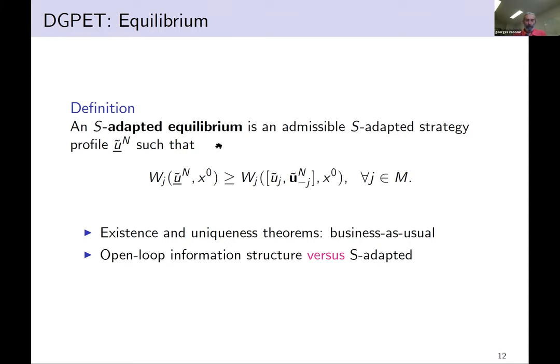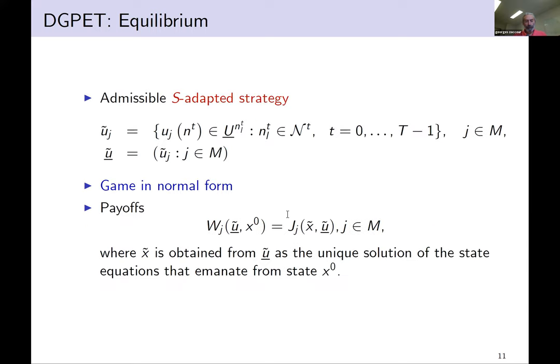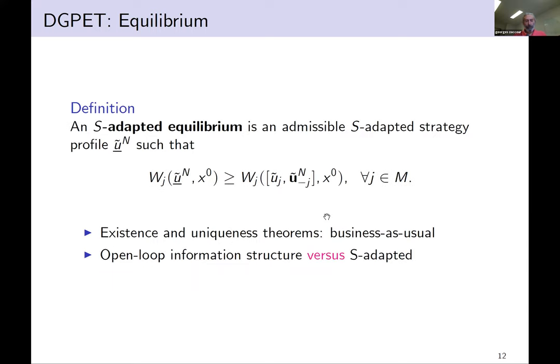An S-adapted equilibrium is an admissible S-adapted strategy defined here, such that the following condition is satisfied. So what this condition is saying, simply, is that if all players are sticking to their equilibrium decision as given by this U tilde N minus J, player J cannot do better than to implement also her equilibrium decision.